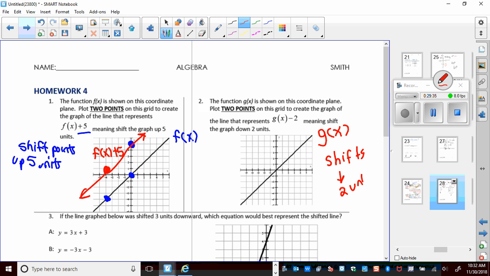That means I'm going to pick 2 good points and move them down. Here's a good point, and here's a good point. All right, so I say 1, 2, create my points. And my line looks like this. This is called g of x minus 2. So we're going to do one more, right?